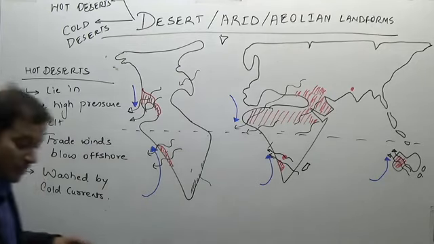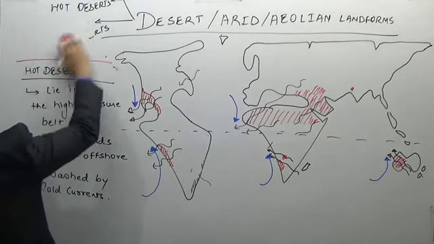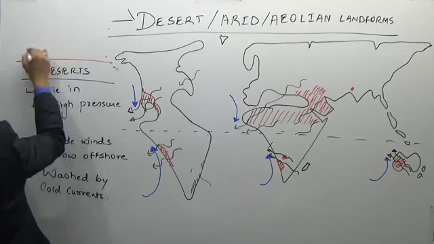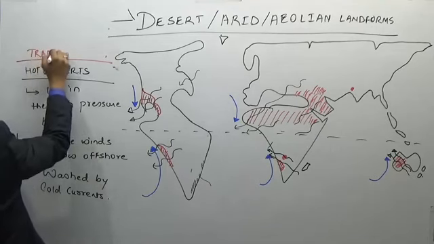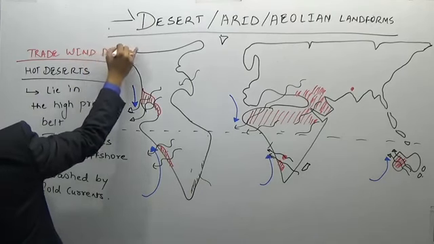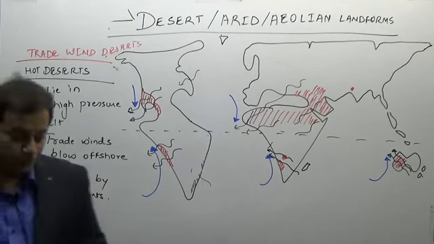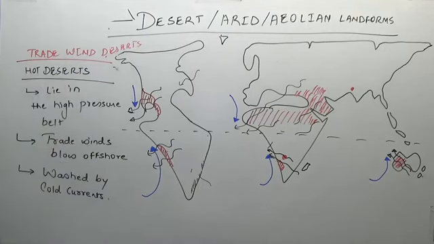Such deserts are known as hot deserts, or trade wind deserts. So these are the trade wind deserts. They lie in the high pressure belt on the western side of the continents, where the trade winds blow offshore, and they are washed by the cold currents.